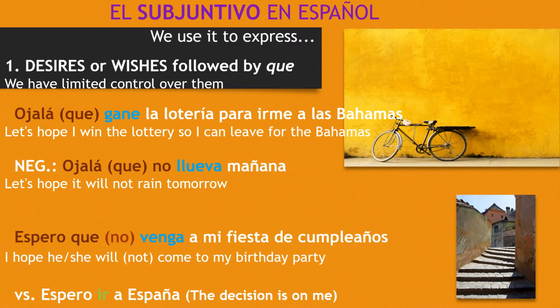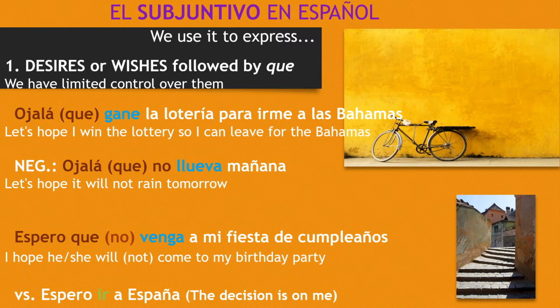And same for the last example. Espero que no venga a mi fiesta de cumpleaños. So I hope he or she, we don't know who, will not come to my birthday party, or will come to my birthday party. It doesn't matter if it's negative or affirmative, like ojalá. Espero que literally means I hope that. I hope he comes to my birthday party. But again, not depending on us, depending on him or her. That's why we use the subjunctive, okay? It's a wish, it's a desire, but we don't know.